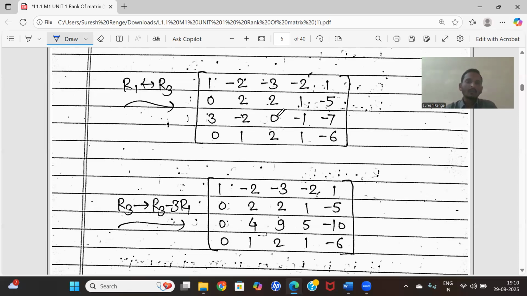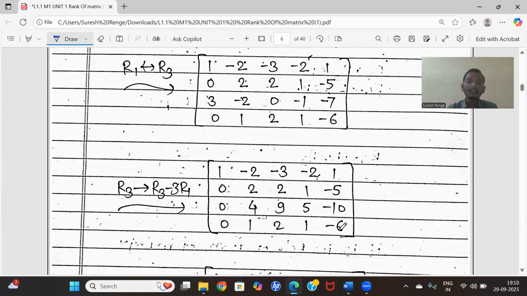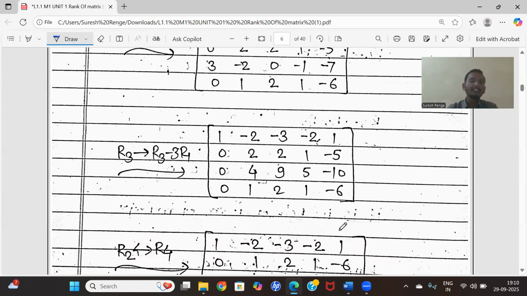Minus 3 multiplied by minus 3 becomes plus 9, so 0 plus 9 is equal to 9. Then minus 3 multiplied by minus 2 becomes plus 6, and minus 1 plus 6 is equal to plus 5. Minus 3 multiplied by 1 becomes minus 3, and minus 3 minus 7 gives minus 10. This becomes row number 3 after applying this operation.